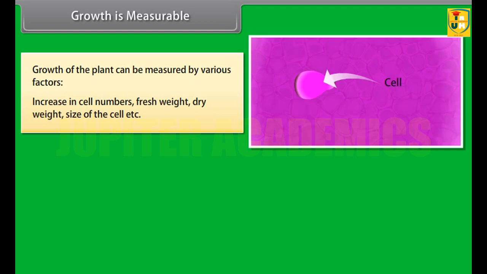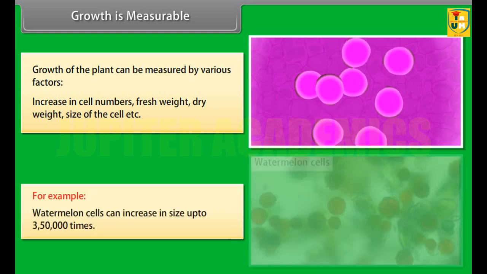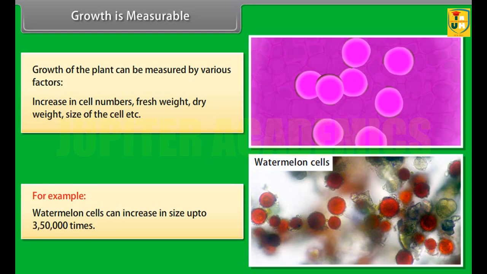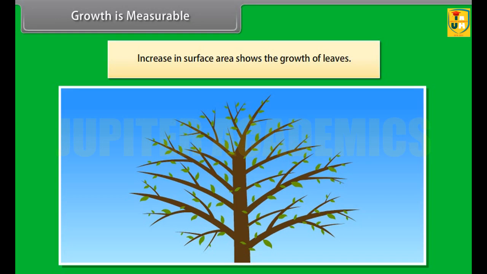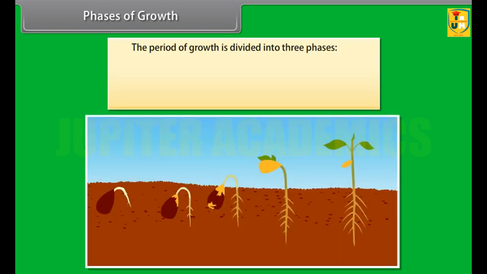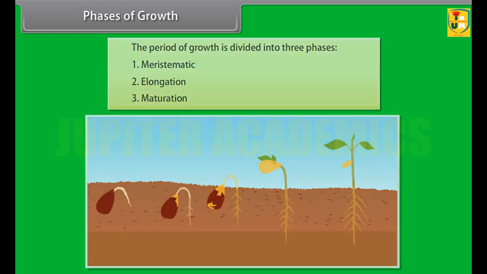Growth is measurable. Growth of the plants can be measured by various factors: increase in cell numbers, fresh weight, dry weight, size of the cell, etc. For example, watermelon cells can increase in size up to 350,000 times. Increase in surface area shows the growth of leaves. Phases of growth. The period of growth is divided into 3 phases: meristematic, elongation, and maturation.